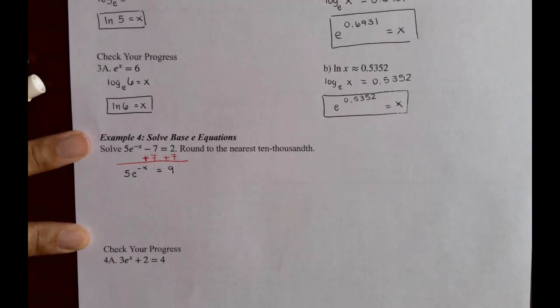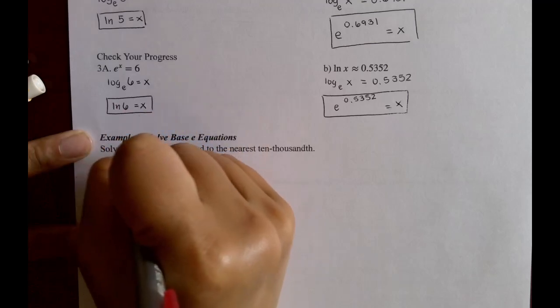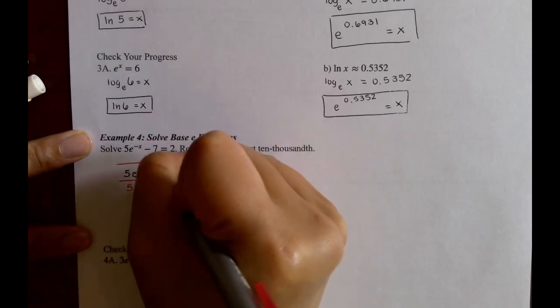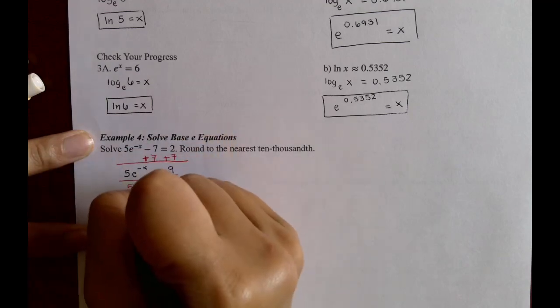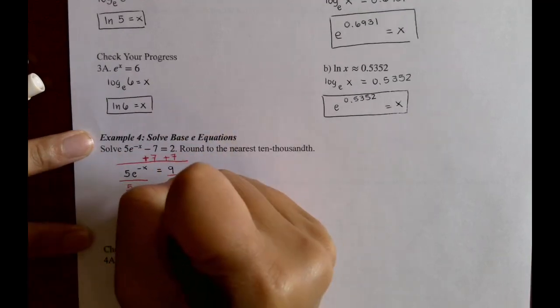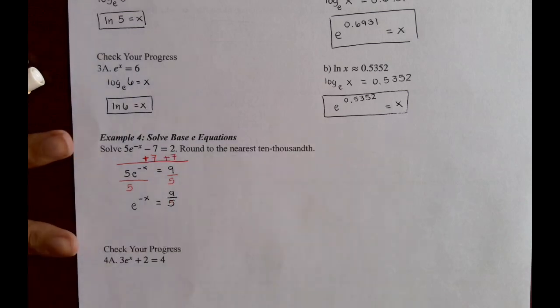Continuing, next would come multiplication. Since this is times 5, the inverse of that is to divide by 5. So this would be e to the negative x equals 9/5.